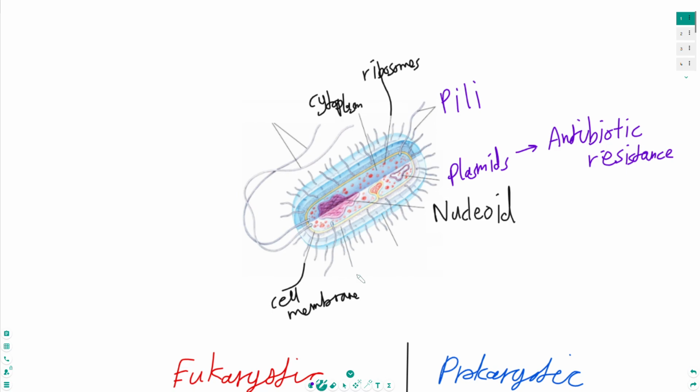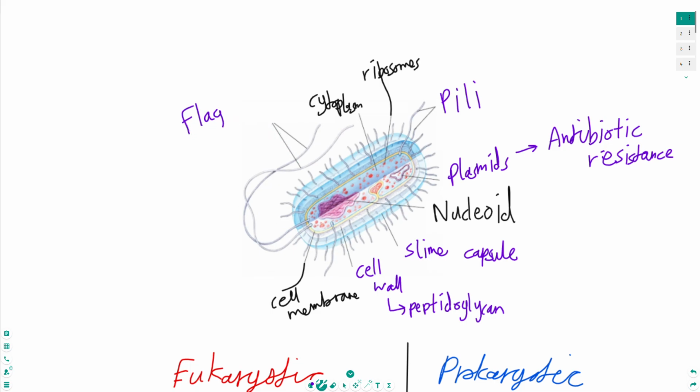Bacteria also have a cell wall, as you can see here. But this cell wall is made out of peptidoglycan, unlike plant or fungal cell walls. And then surrounding the cell wall, bacteria also have a slime capsule, just for extra protection. And then here we also have flagella, which help with movement. Flagellum is singular, flagella is plural.